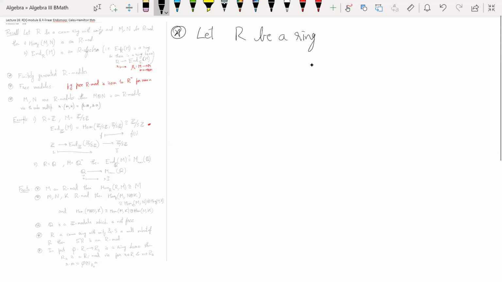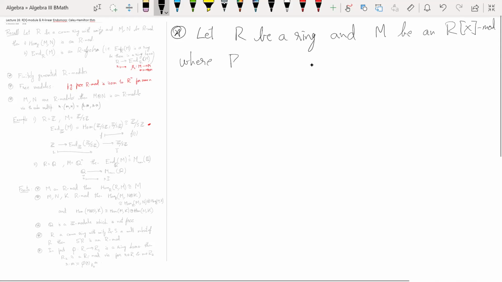So R is a commutative ring with unity, and M is an R[x] module. Here R[x] means the polynomial ring over R.